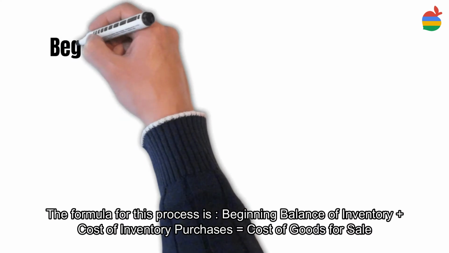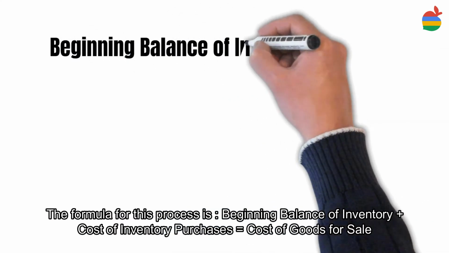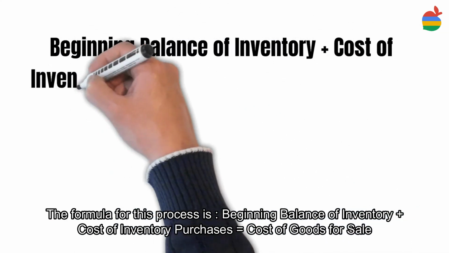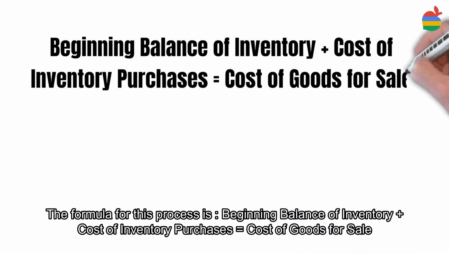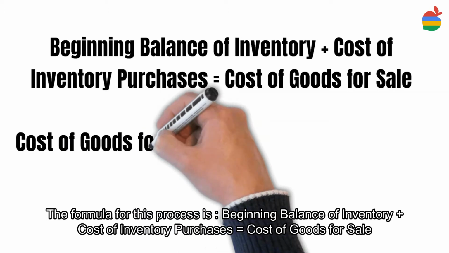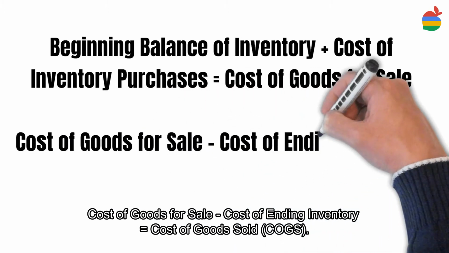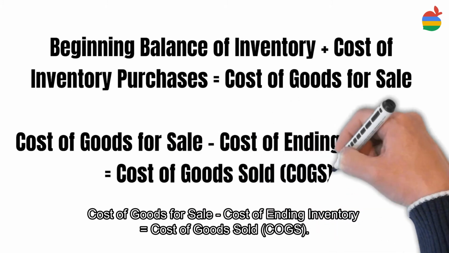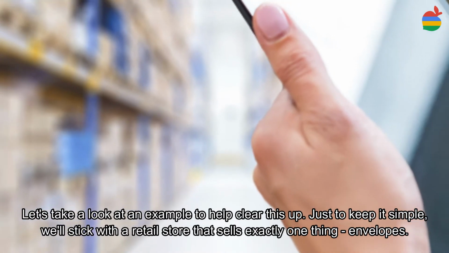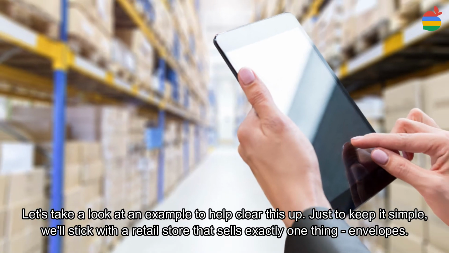or we often call it COGS. The formula for this process is: beginning balance of inventory plus cost of inventory purchases equals cost of goods for sale. Cost of goods for sale minus cost of ending inventory equals cost of goods sold. Let's take a look at an example to help you clear this up.